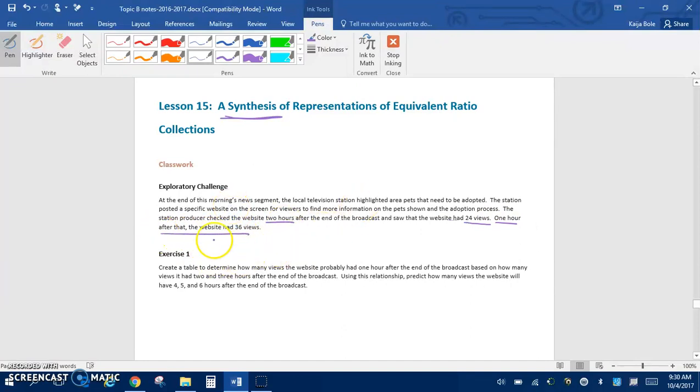Okay, so the first thing we need to do before we start is find the value of that initial ratio. So it said for 2 hours, it had 24 views. So if we find the value, we are writing it as a fraction. So we have 2 over 24, and then we need to simplify, and we can divide them both by 2. So the value ends up being 1 over 12. This is what we're going to use for the next few exercises.